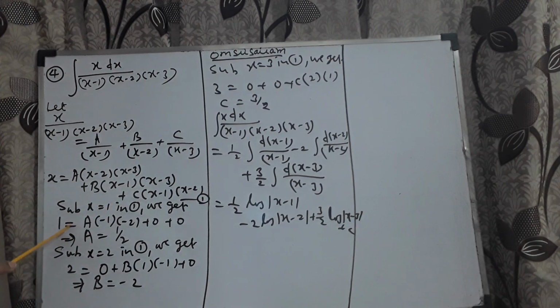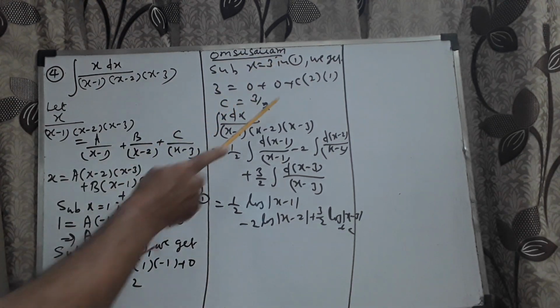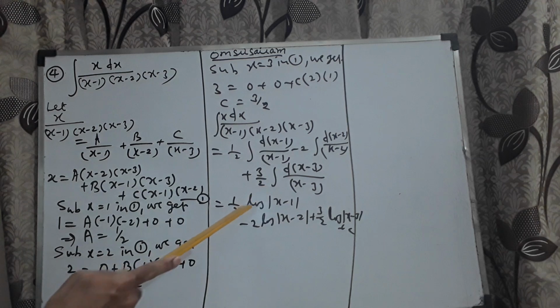Substitute x equal to 1 here. 1 equal to a into minus 1 into minus 2 plus 0 plus 0. 1 minus 1 is 0, 0 into b is 0. 1 minus 1 is 0, 0 into c is 0. Therefore a becomes half. Substitute x equal to 2. 2 is equal to 0 plus b into 1 into minus 1, plus 0. b is minus 2. Substitute x equal to 3. 3 equal to 0 plus c into 2 into 1. c is 3 by 2.